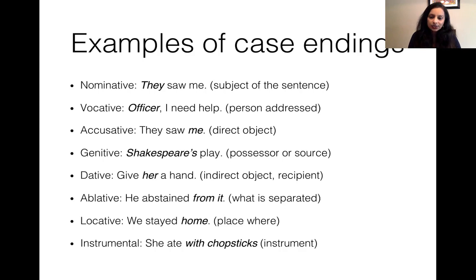Dative is the indirect object or the recipient of the action. "Give her a hand," "give her the book." "Her" is in dative case marking. Ablative is what is separated. So "he abstained from it," very often marked with a preposition. Locative is the place or the location. So "we stayed home." That's a locative case marking. And then instrumental is "she ate with chopsticks." So again, signaling the instrument with a preposition.